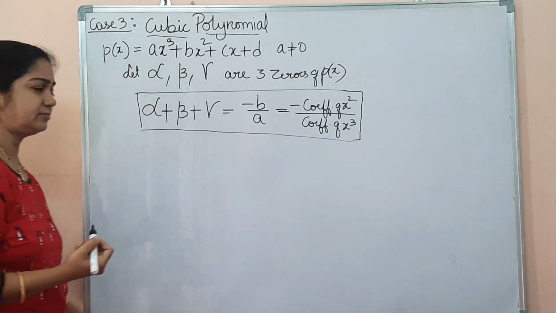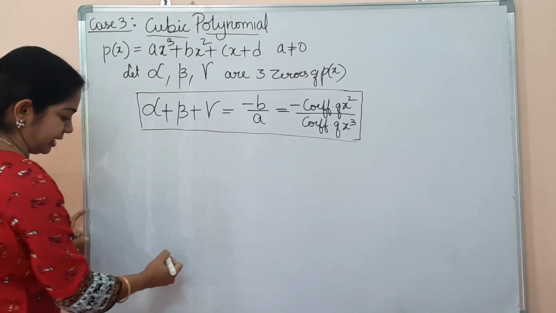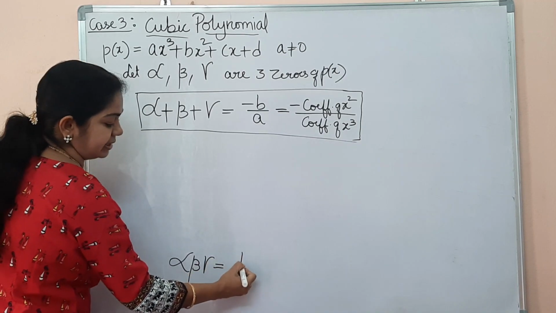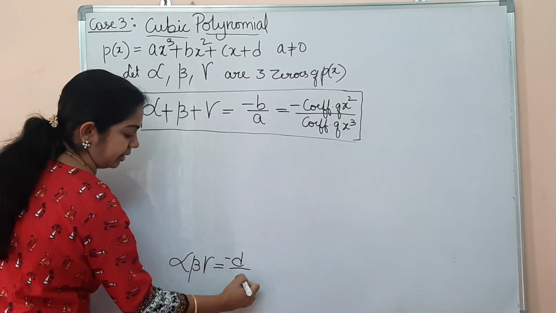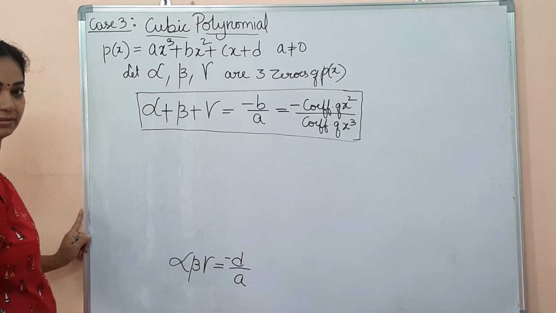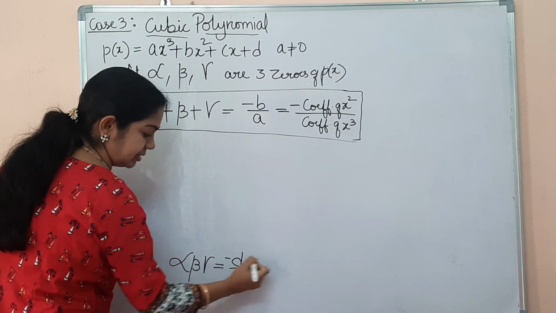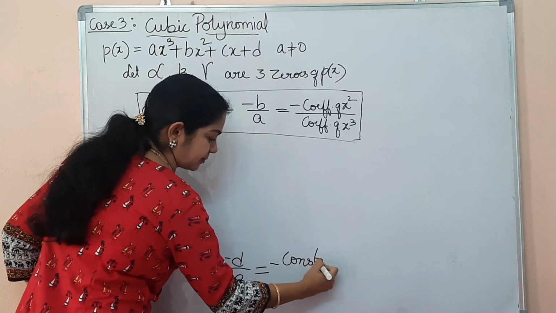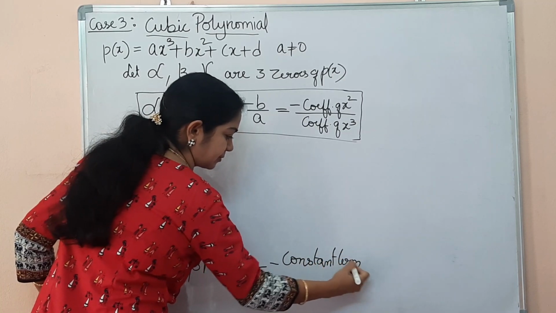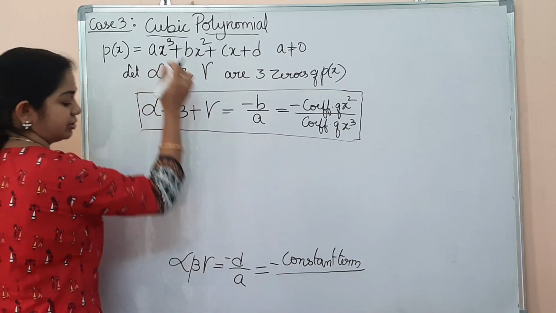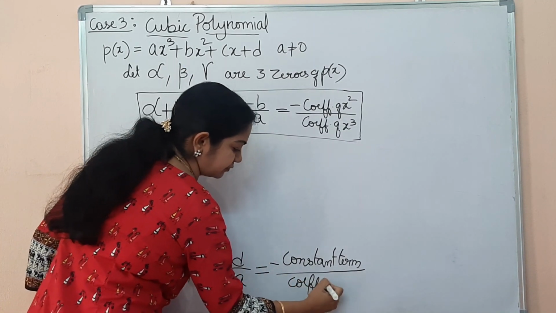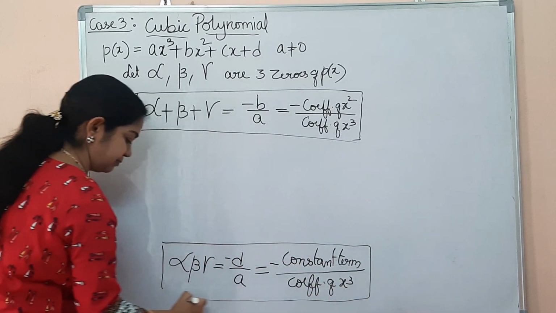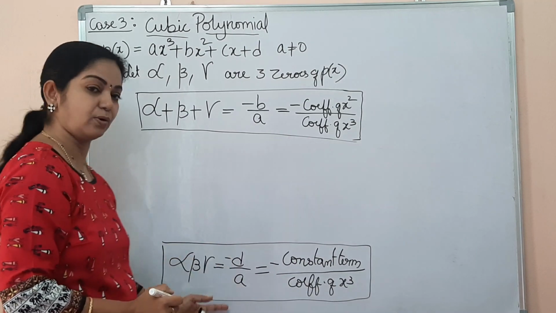And also, after the sum, we will also have the product alpha, beta and gamma. That is minus of d by a. d is the constant. Right. Here, that means minus of d, the constant term, by a, the coefficient of x cube. So this is the relationship between the product of zeros and the coefficients of the polynomial.